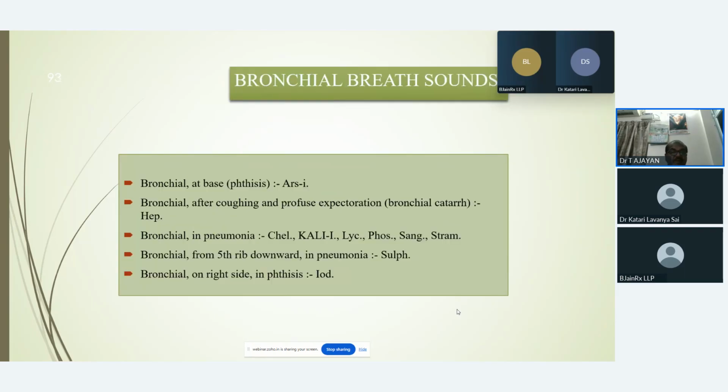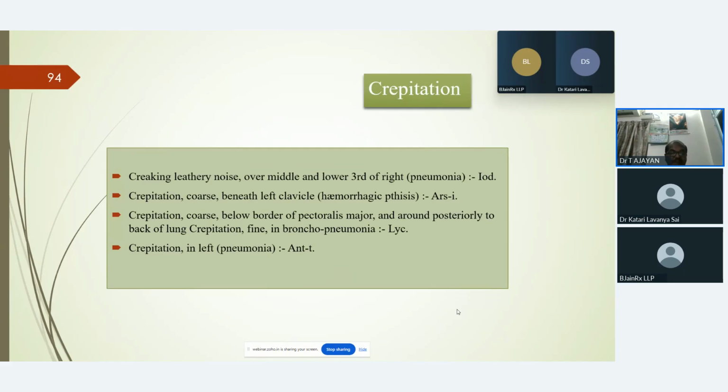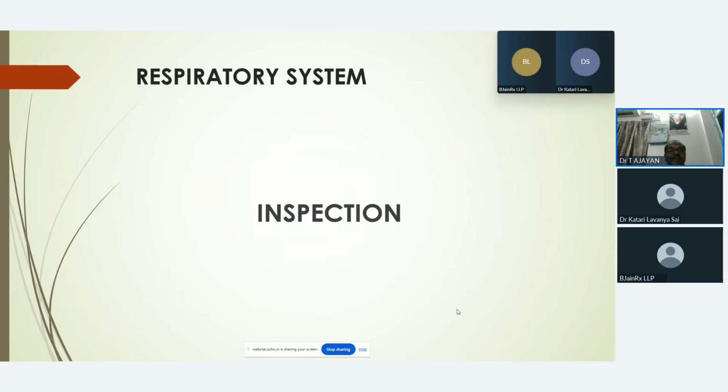Then bronchial breath. Then crepitation wise, a number of rubrics are there and related, and a specific medicine is also there. The crepitation in left in pneumonia: Antimonium tartaricum.